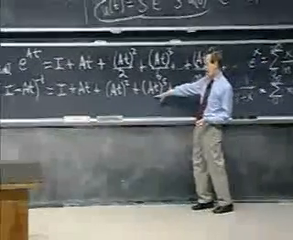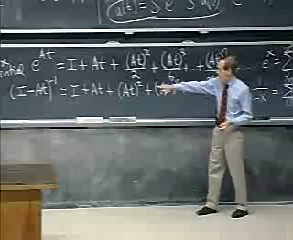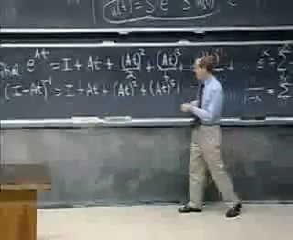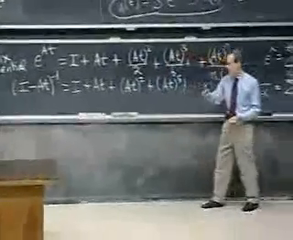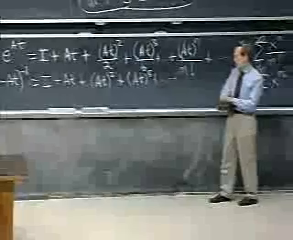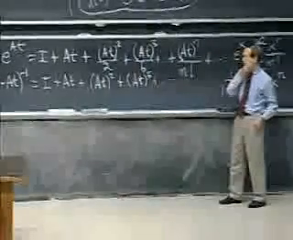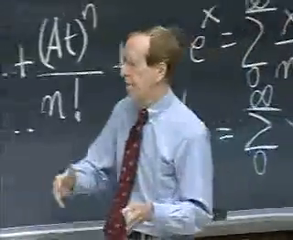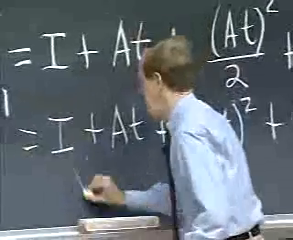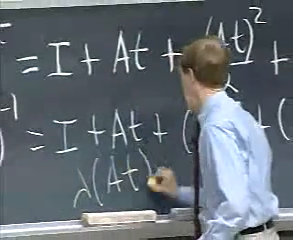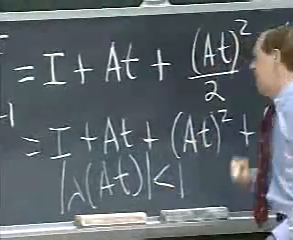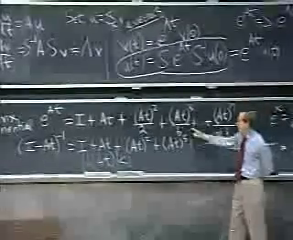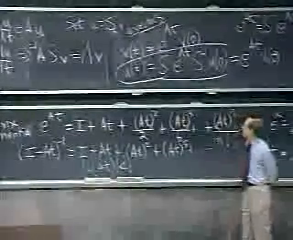E to the AT is completely defined. Whereas the second guy could fail, right? If AT has an eigenvalue larger than 1, then when I square it, it'll have that eigenvalue squared. When I cube it, the eigenvalue will be cubed. That series will blow up unless the eigenvalues of AT are smaller than 1. So I better put that in: all eigenvalues of AT below 1, then that series converges and gives me the inverse. Okay.